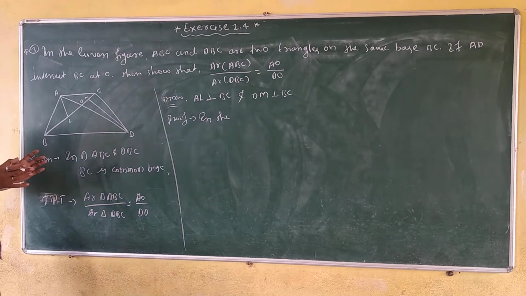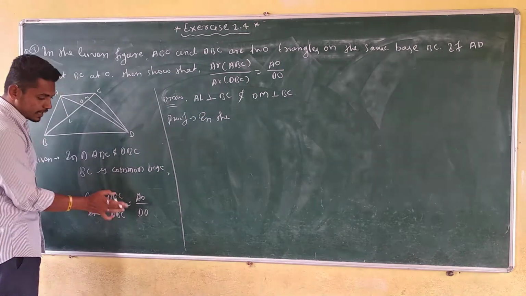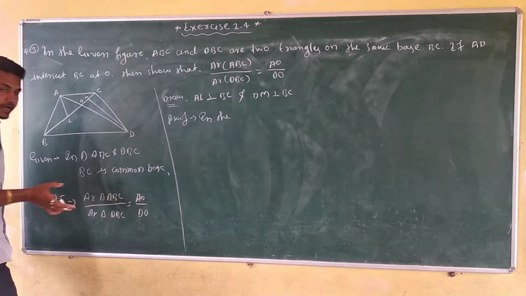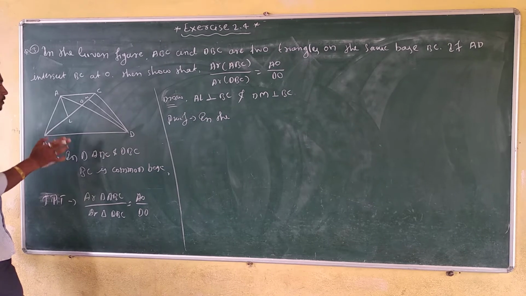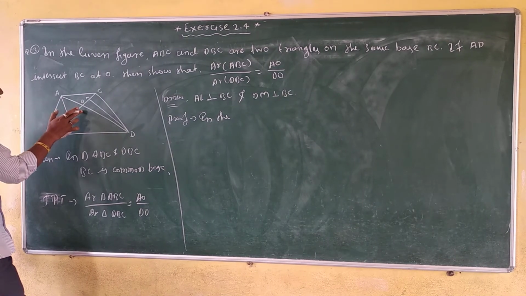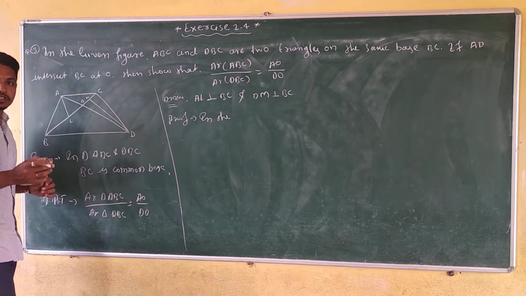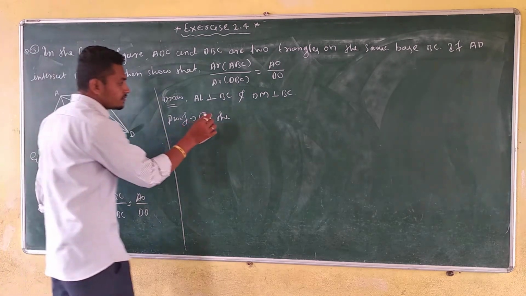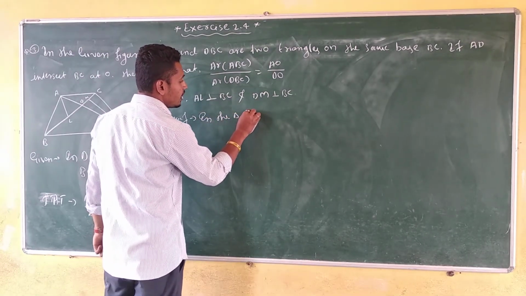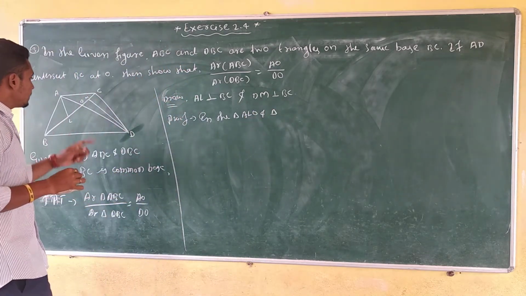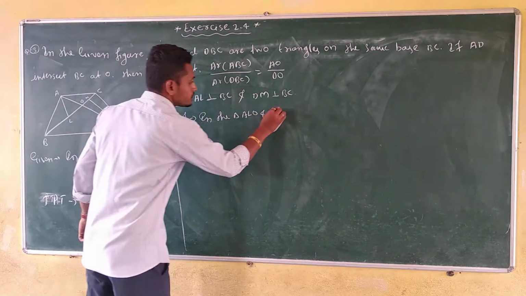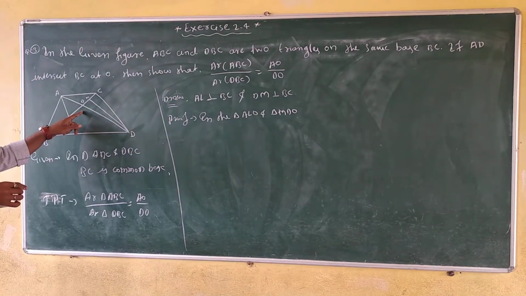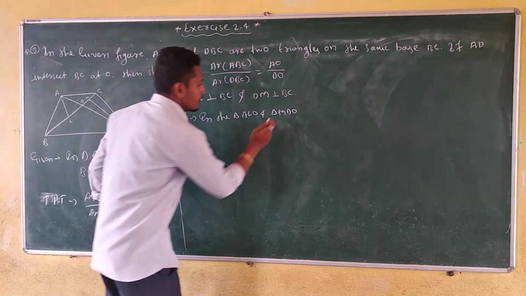Now proof. First we have to find this ratio, AO divided by DO. To find AO divided by DO, first we have to prove that triangle ALO and triangle MDO are similar to each other. So in triangle ALO and triangle DMO.